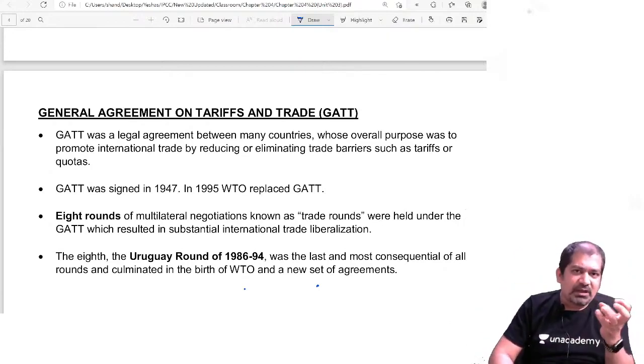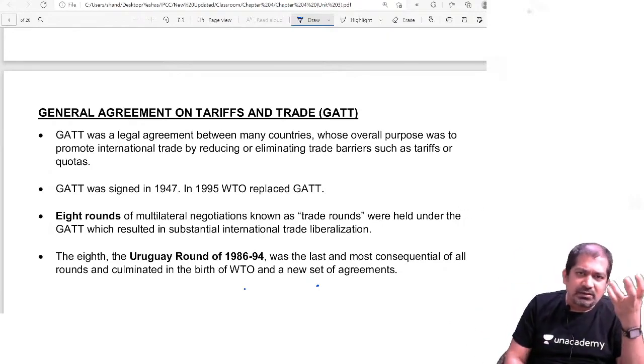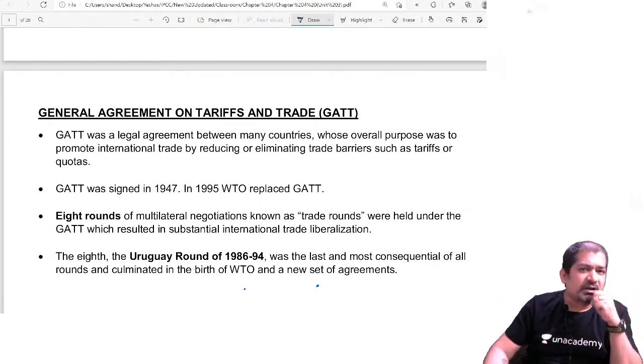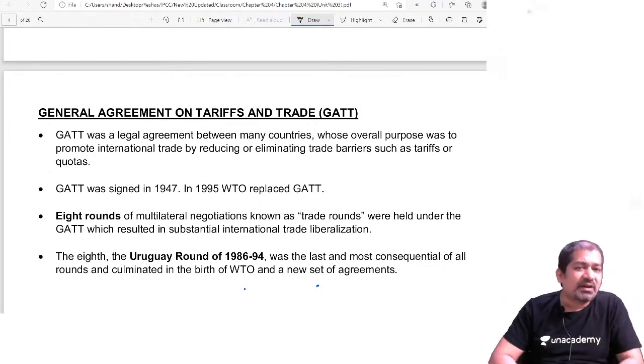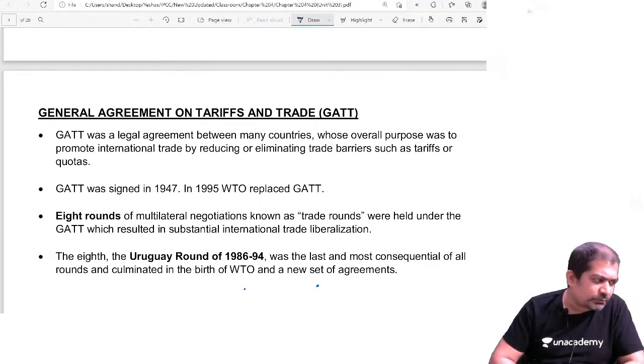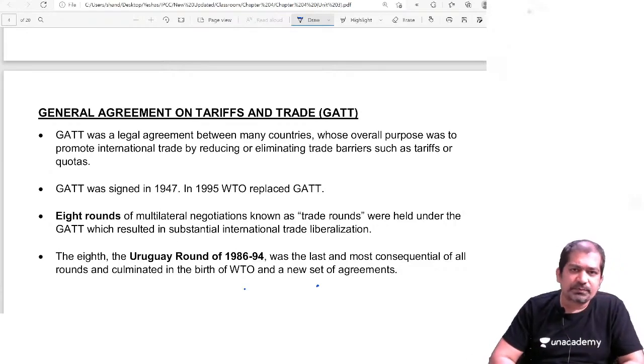So now tell me, if all the countries under the General Agreement on Trade and Tariff follow the same rule when they are trading with each other, don't you think the chances of dispute will be severely reduced? Yes or no? It will severely reduce. So that's the implication of GATT.